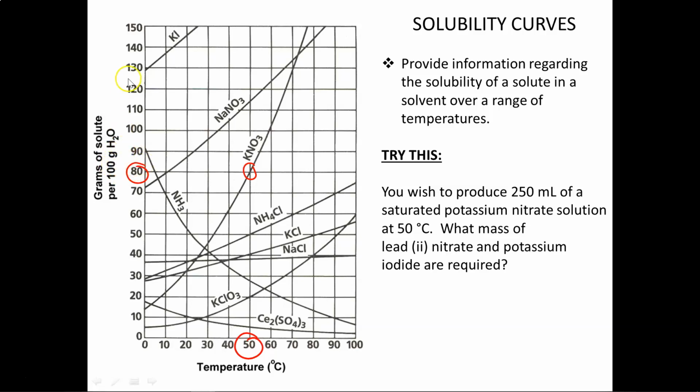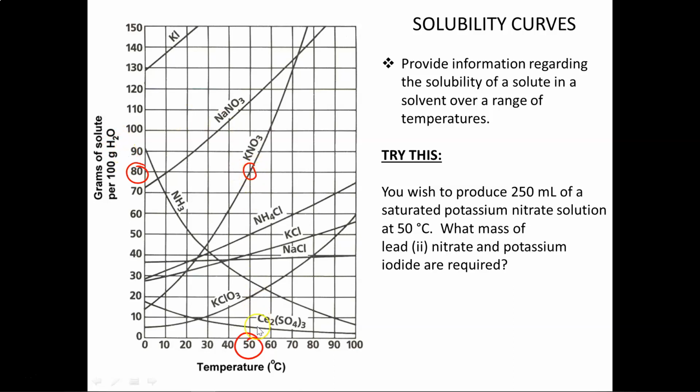It does change at higher and lower temperatures, but we're going to assume the change is negligible. So for this course, assume that 1 gram of water is about 1 milliliter of water as well. So when this says grams of solute per 100 grams of water, you can also say grams of solute per 100 milliliters of water. That would be acceptable in this course.